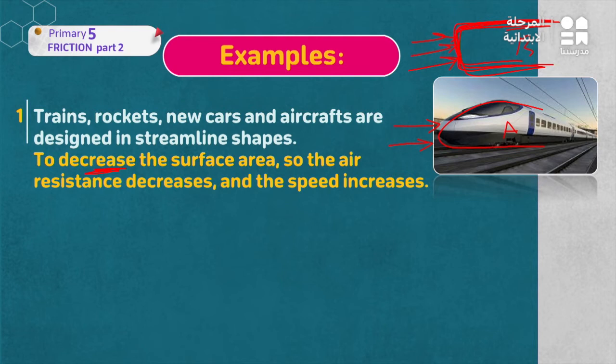ليه معمولين in streamlined shape؟ عشان نقلل ال surface area. So to decrease the surface area. طب لما نقلل ال surface area اللي هيحصل؟ So the air resistance decreases هتقل and then the speed increases. فبالتالي هيمشي بسرعة أكتر وده اللي احنا عايزينه.